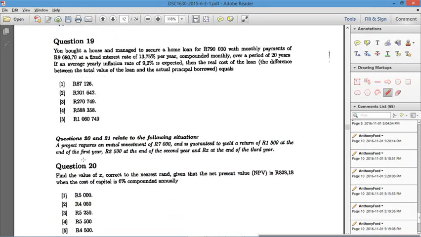Alright, you bought a house and managed to secure a loan for 790,000. Monthly payments of that, fixed interest of that, compounded monthly over a period of 20 years, and an average yearly inflation. Right, so when I see inflation, I know this is probably going to be a real cost of interest type calculation. Okay, they say then the real cost of the loan equals. Okay, that's exactly what they want.